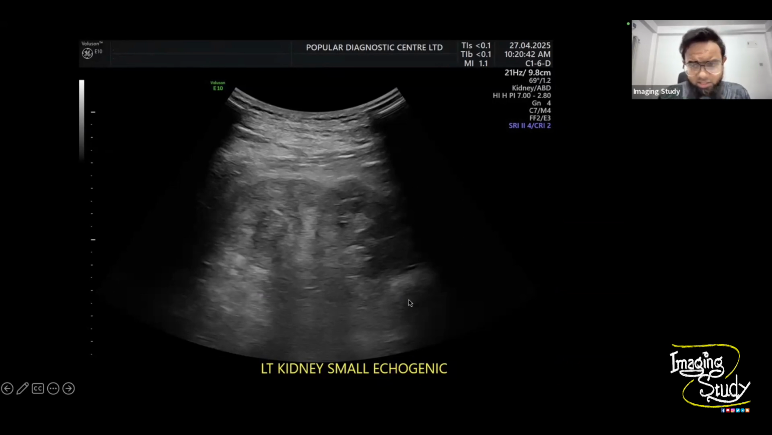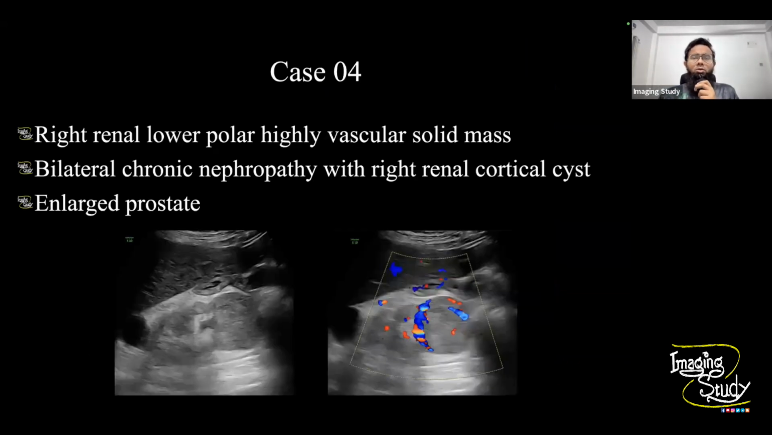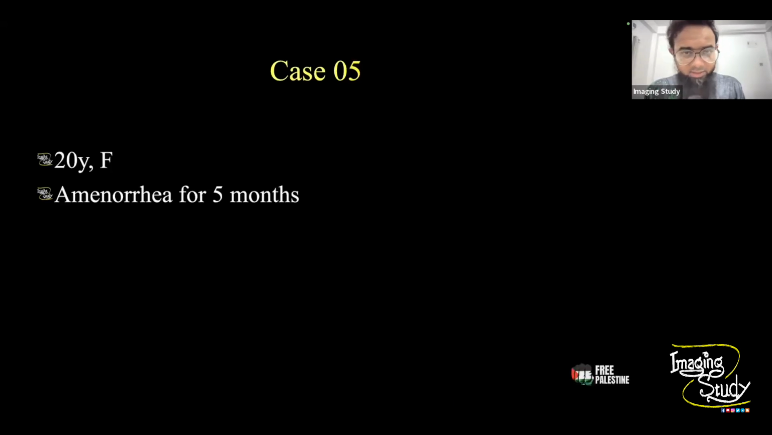So a very poor patient. This was a case of a right renal lower polar highly vascular solid mass, which needs further evaluation to exclude renal cell carcinoma. The patient will go for contrast CT first, I think, or the clinician may choose a biopsy. It depends on the clinician, so we don't actually deal with that. So there was bilateral chronic nephropathy with a right renal cortical cyst, and there was an enlarged prostate also. Very poor case.